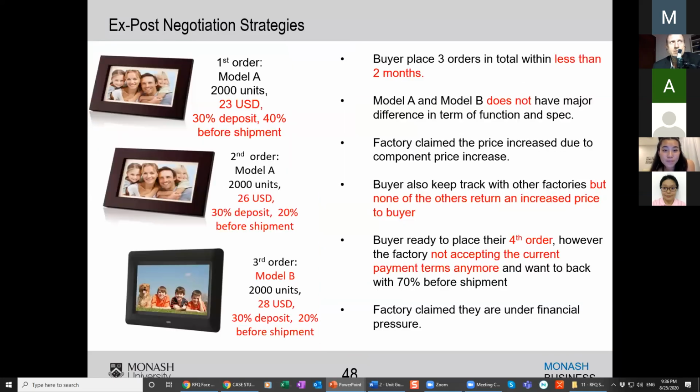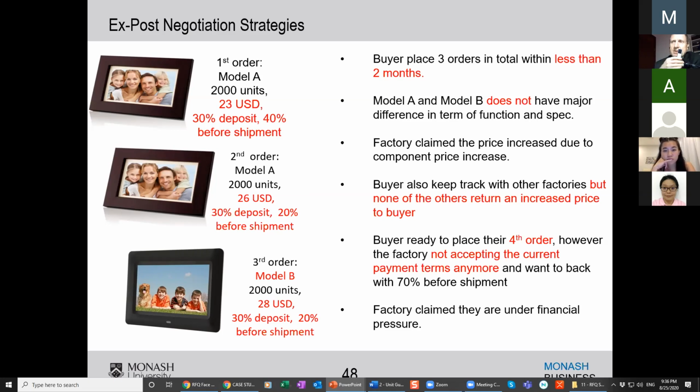Okay, so this is what happened. The buyer paid $23 US on the first order. On the second order, they put it up to $26 US. And the third order, 28. Of course, it was a different model, but the price just kept going up and up. Why do you think that happened?